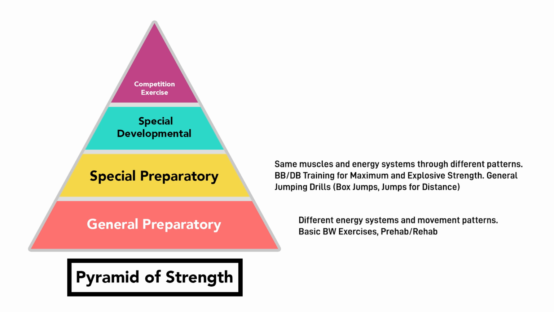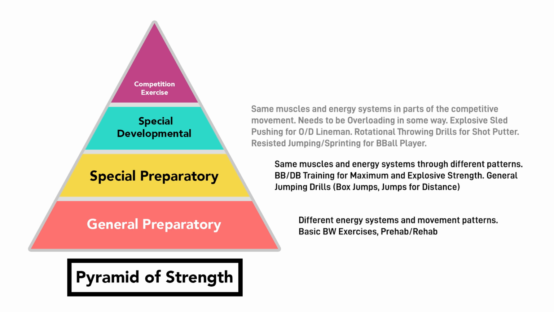Moving up in specificity and transfer a little bit from there, special developmental exercises. Here, the same muscles and energy systems that are used in parts of the competitive movement are being trained. These need to be overloading in some way. There's going to be a future video in this series that talks about exercise selection and choosing special strength exercises with high transfer, much more in depth. But it's very important that these exercises are overloading in some way. Again, going back to scientific principles of strength training, specificity is number 1, principle number 2 is the principle of overload, that the training must be stimulating enough to drive adaptation.